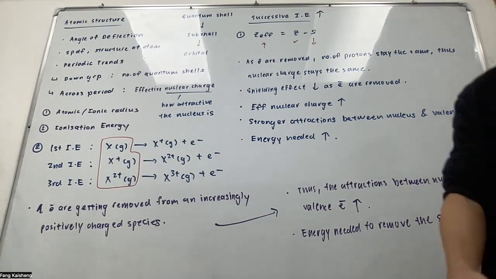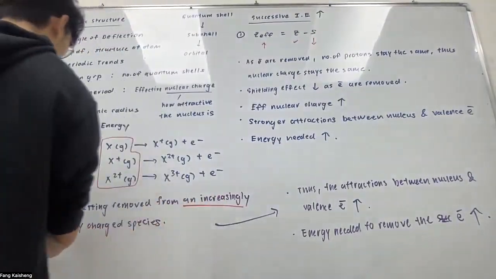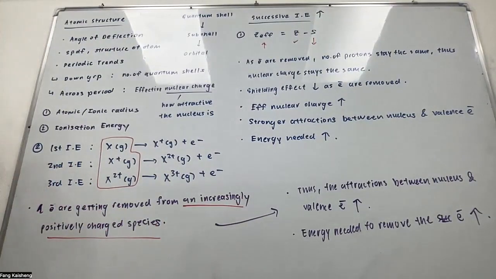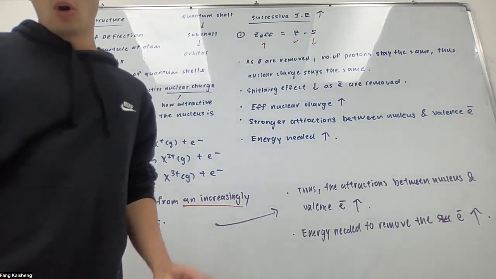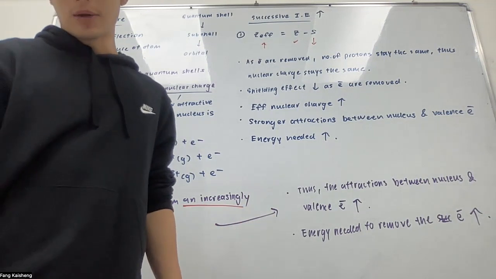So the main driving point, right, is here. Remove from an increasingly positively charged species. I'll prefer this explanation because it makes a lot more sense. It's like getting more and more attractive as you remove more and more. Okay, we're almost done with this. We are left with about 3 pages. Can we look at page 33?